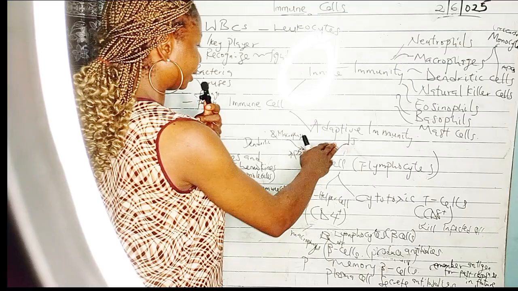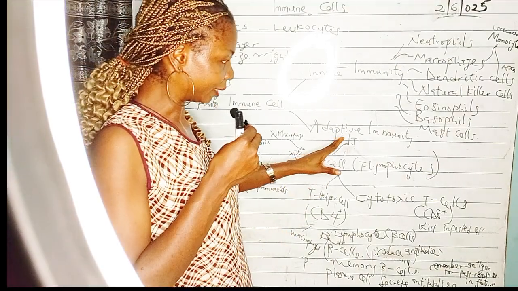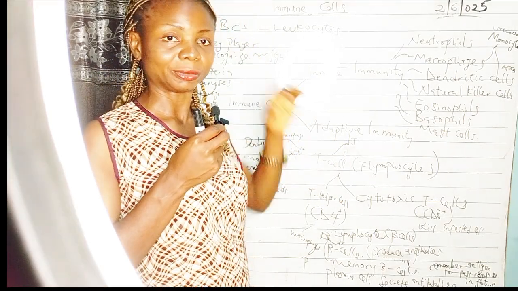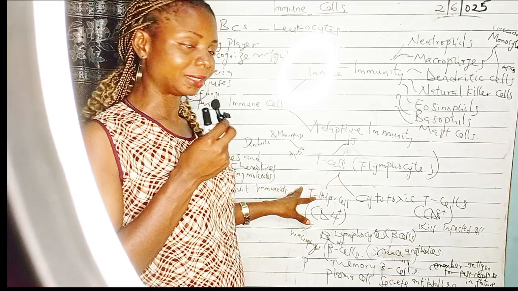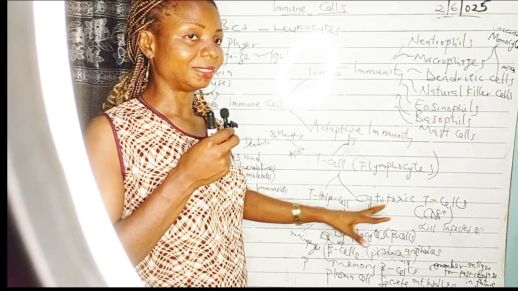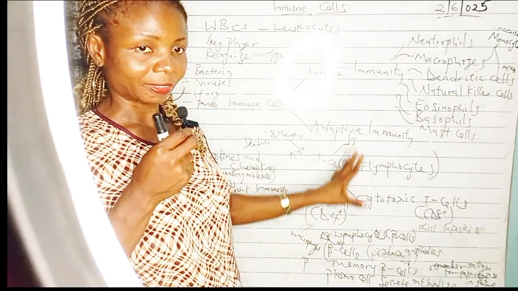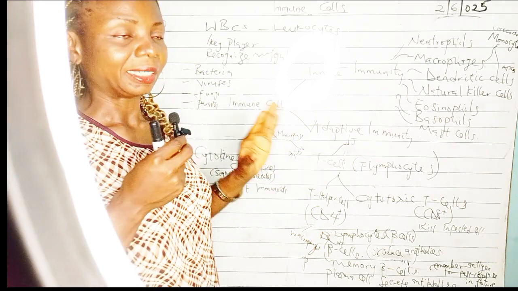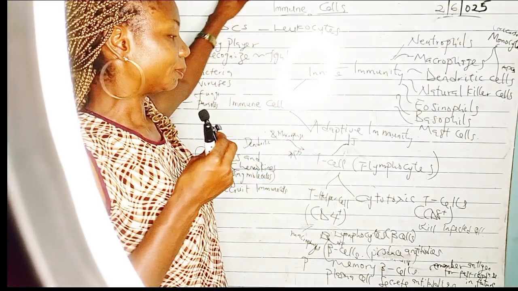Under adaptive immunity, we have the T cells, which are the T lymphocytes that are produced in the thymus. They differentiate into T helper cells and cytotoxic T cells. I will still discuss their functions one after the other. We just want to identify them in this class. In the next class, we discuss them properly, their functions, and we also answer some quiz under immune cells.